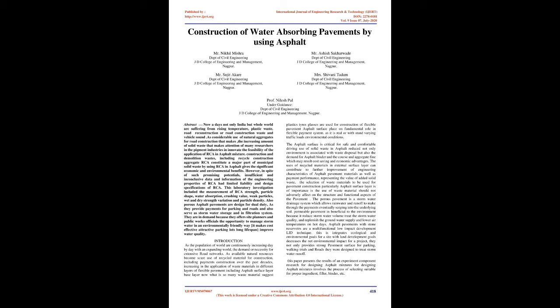Use of solid waste in asphalt reduces not only the environmental issues associated with waste disposal but also the demand for asphalt binder and coarse and fine aggregate, which may result in cost savings and economic advantages. The use of recycled materials in the external surface layer can contribute to further improvement of engineering characteristics of asphalt pavement materials as well as pavement performance, representing the value added to solid waste.